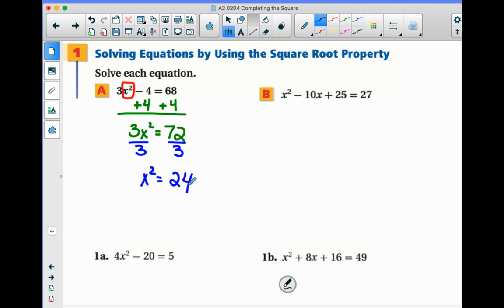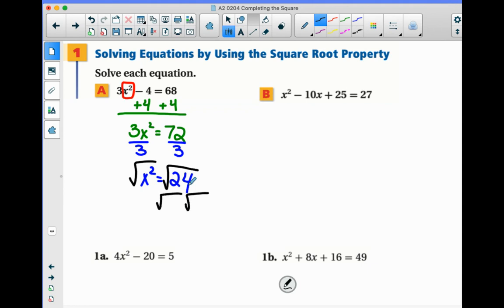Your last step with these, you have to undo that x squared. So the inverse operation of squaring is square rooting. Now, here's where it's important. You have to remember, we have to take the positive square root and the negative square root of 24. But 24 is not a perfect square. 25 is 5 squared. So we have to use our perfect squares and break it down with radicals.